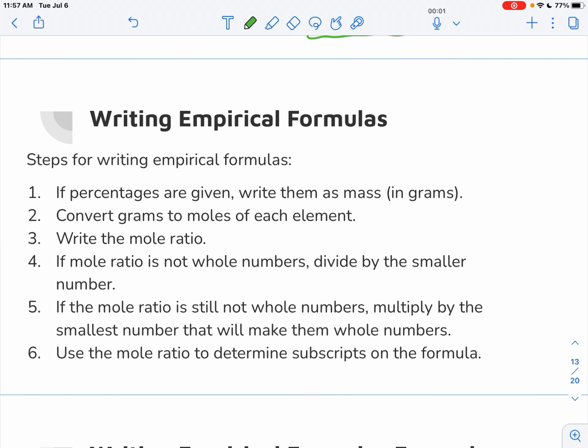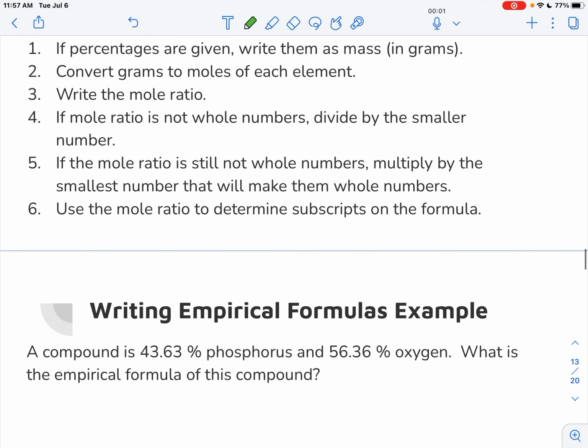So here are some steps for writing empirical formulas, okay? This is going to come from percent composition. So you'll either get percentages or grams. I'm going to show you how to walk through these steps with an example.